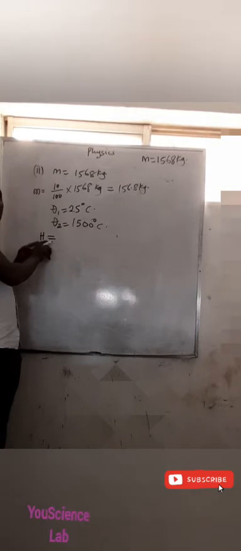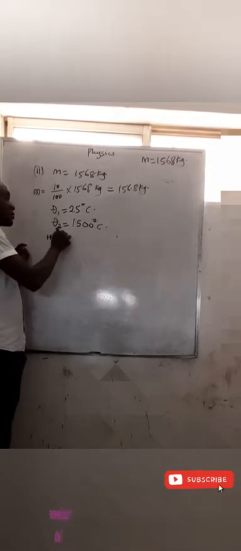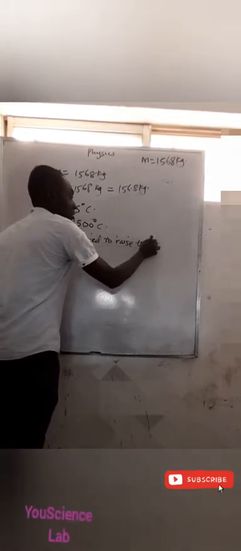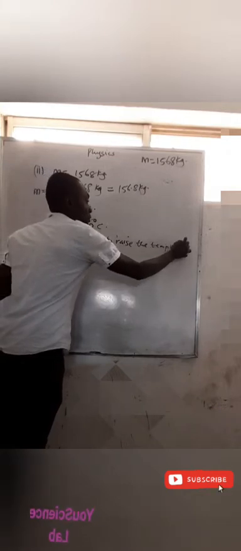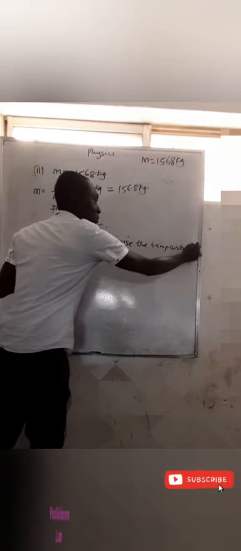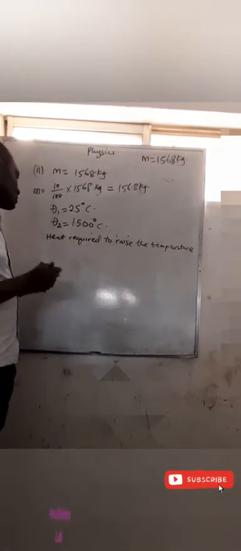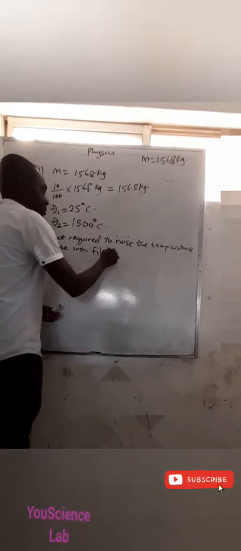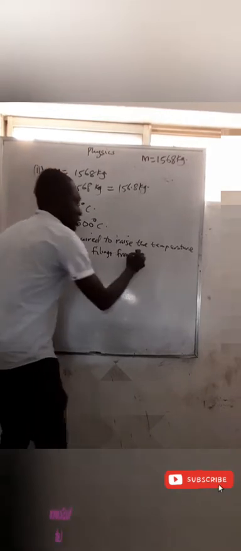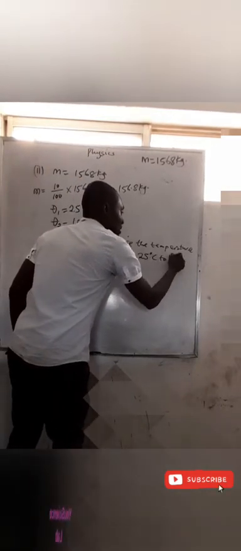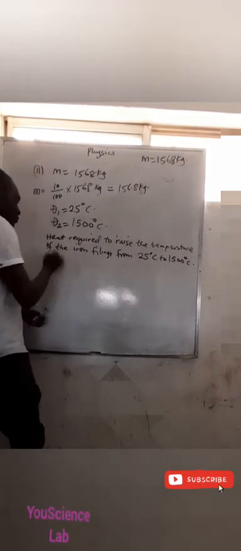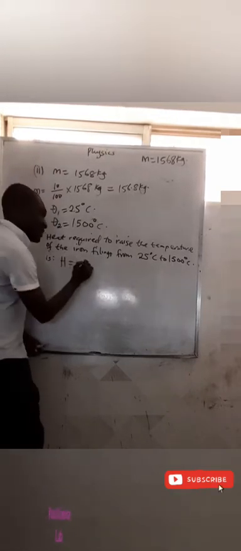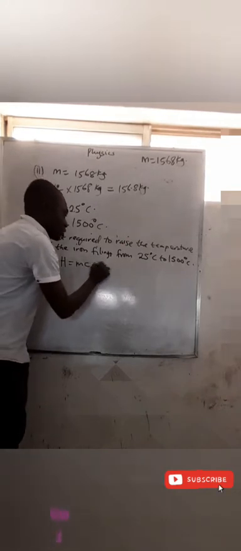Yes. So the heat required, okay, let me write it: heat required to raise the temperature of the iron filings from 25 degrees centigrade to 1500 degrees centigrade is, so I'll use this, H equals the mass M times the specific heat capacity times the temperature what? Right. Change.